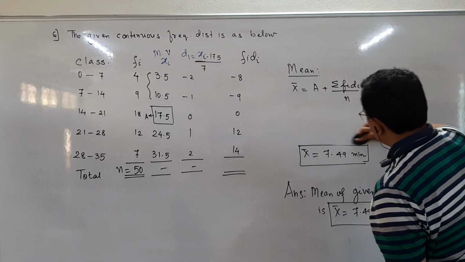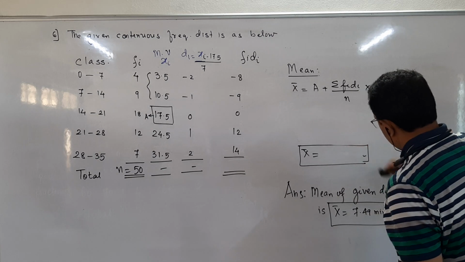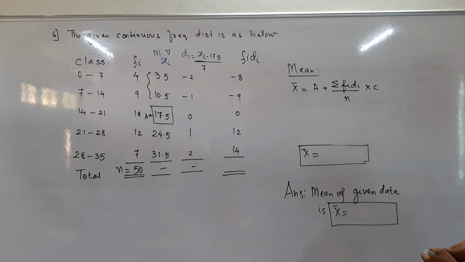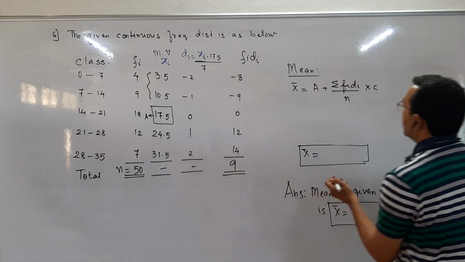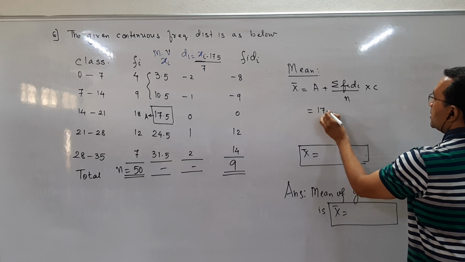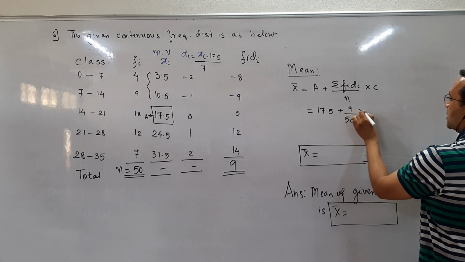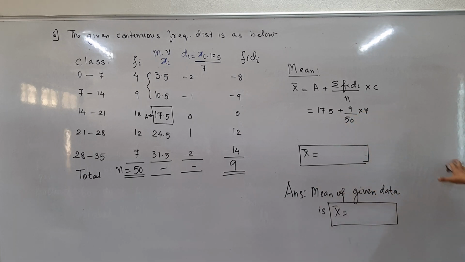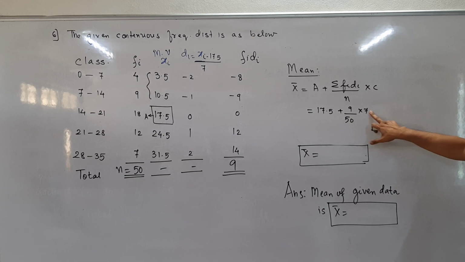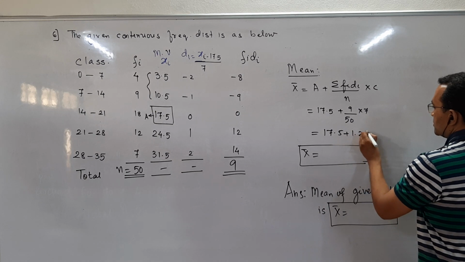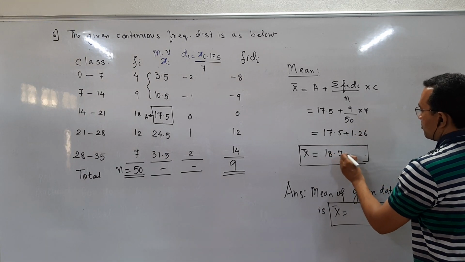So let me erase this. Come on, students. This is 9. So x bar is how much? 17.5 plus 9 divided by 50 and class length is 7. So 9 7s are 63, into 2, 126 by 100. So 1.26 plus 17.5. So it is 18.76. 17.5 plus 1.26, so this is 18.76.